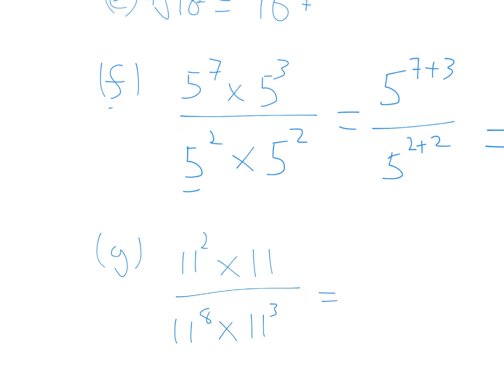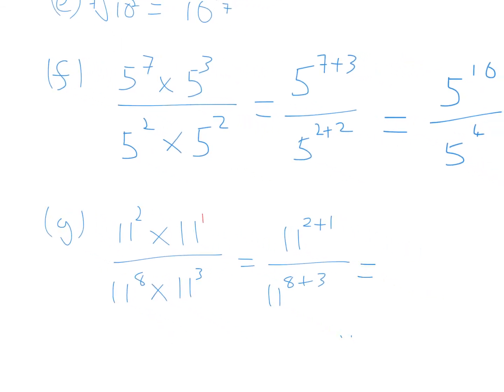The only thing you need to know to get started is if we just have a normal 11, then we can imagine that that power is 1 here. So 11 to the power of 2 times 11 to the power of 1. Let's add those powers. So we get 11 to the power of 2 plus 1. Again, that's index law 1. That's letting us add those powers. Then down the bottom, same thing. Add the powers, keep the base number, so it's going to be 11 to the power of 8 plus 3.